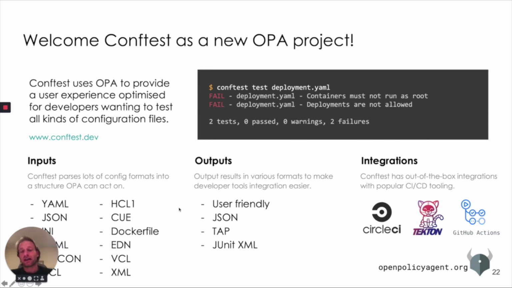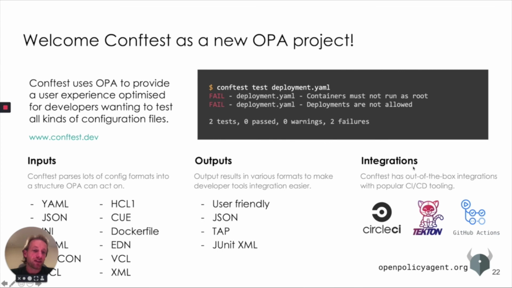It also has a number of output formats. So there's a user-friendly output format that just prints out the results of those policies. Here at the top, you can see an example of that. You simply run ConfTest and say test this deployment.yaml file, and then it'll print out nicely exactly what the failures were. So that's a nice thing from a usability point of view. And then it also has a number of additional output formats that are supported to help with scripting and using this in an automated process.